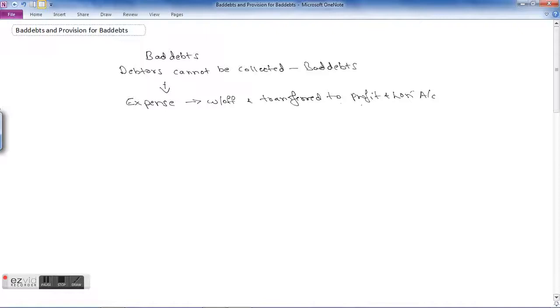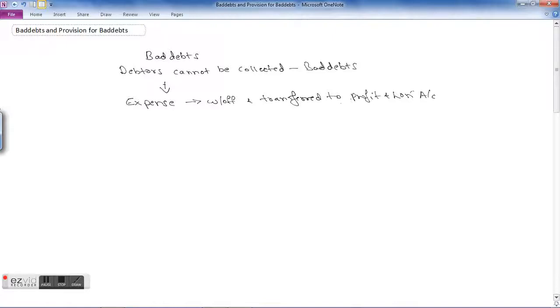Now there are two methods. One is bad debts which can be written off and transferred to profit and loss account directly, or we can also make a provision for bad debts, which is also known as reserves for bad debts. First we will learn about the first method, that is, bad debts written off and transferred to profit and loss account directly. Then after that we will learn what a provision for bad debts is.